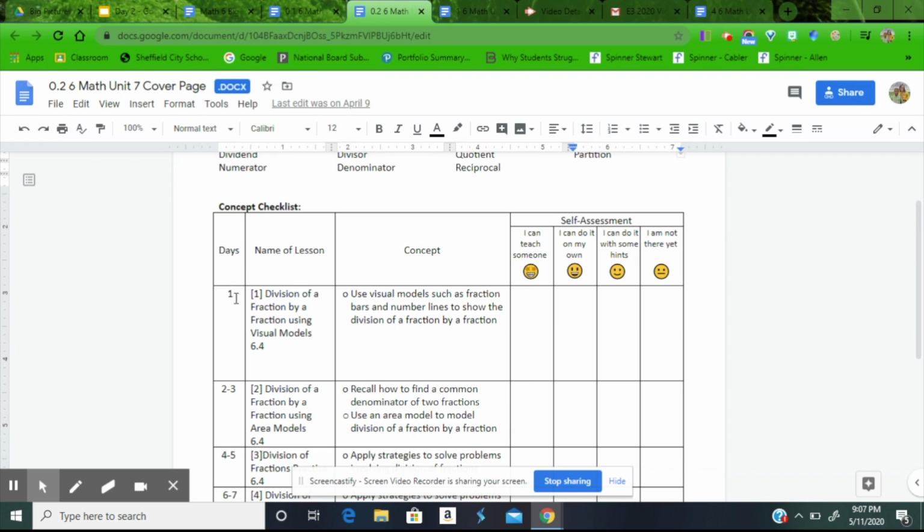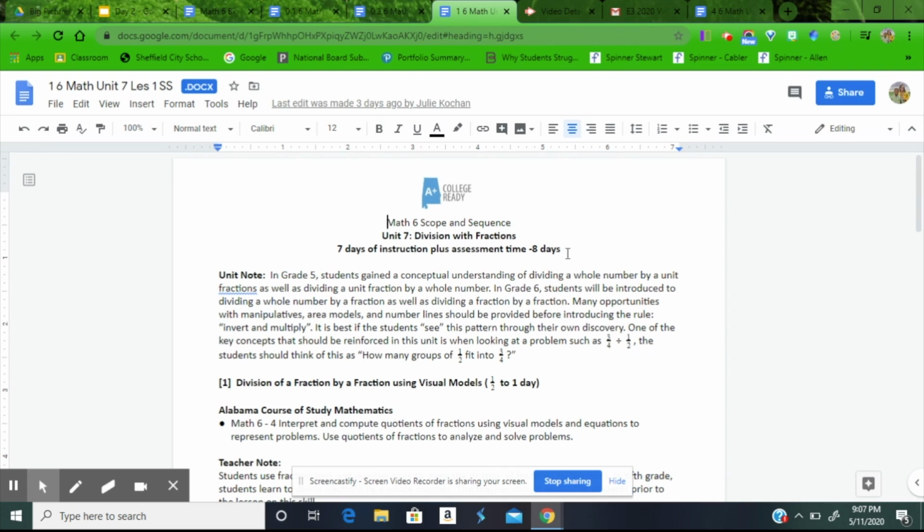We're looking here at day 1. This is our division of fraction by fraction using visual models. You find your course of study listed underneath there, and then your kid-friendly I can statement. For this lesson, I can use visual models such as fraction bars and number lines to show the division of a fraction by a fraction. So let's look specifically at this scope and sequence.